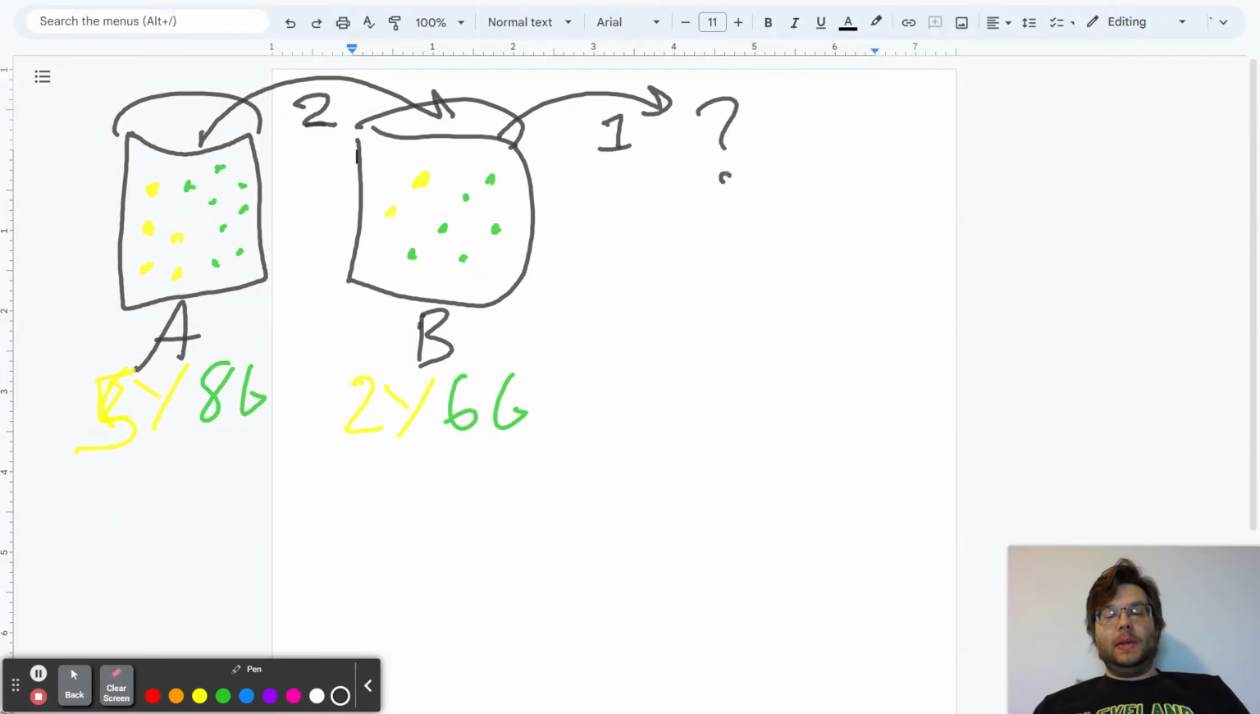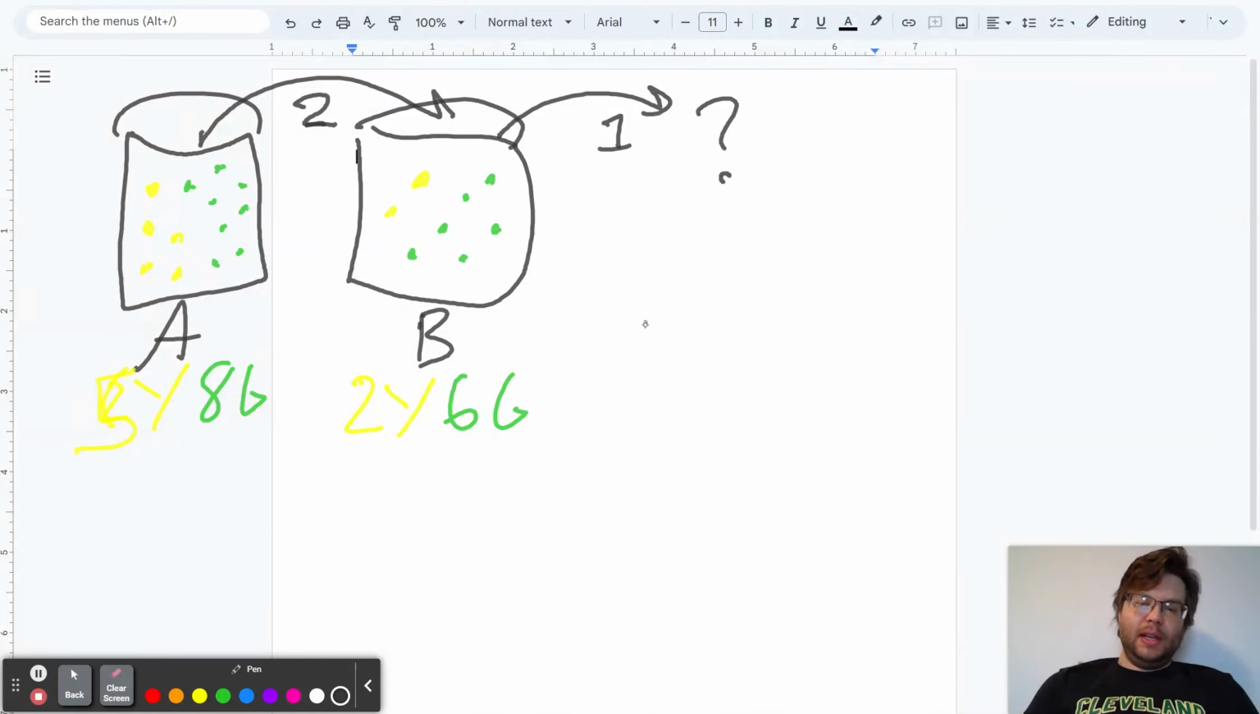Okay. And so what we're going to do is answer two questions. The first one is just what is the probability that the marble you draw out of jar B is yellow? So try to answer it yourself if you can before you watch. And then we'll ask a second question involving conditional probabilities.